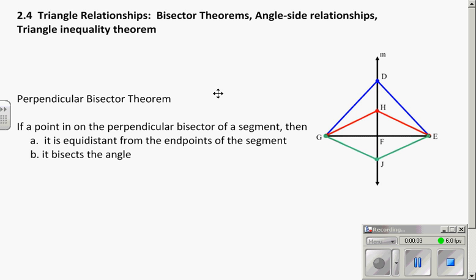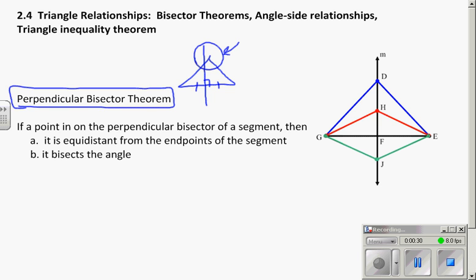Okay, today we are working on the 2-4 triangle relationships section. This is a very short section with just a couple of ideas. The first idea is the perpendicular bisector theorem. Now in 2-3 we defined a perpendicular bisector as simply being a perpendicular segment, but we had no guarantee what would happen at that angle piece. This gives us some guarantees.